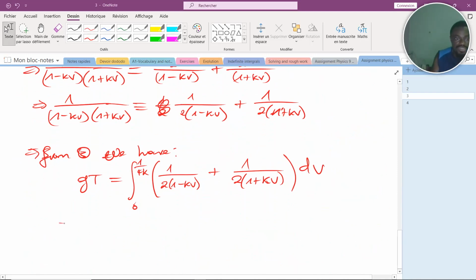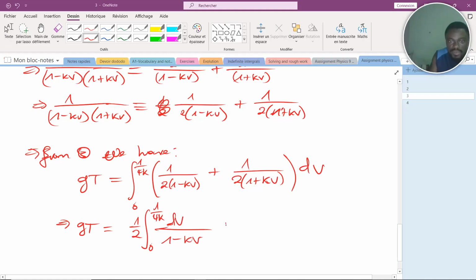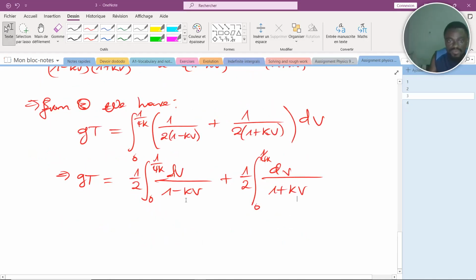Very good. So this implies our G capital T will be equal to, we're going to arrange things. So this becomes a half into the integral from 0 to 1 on 4k, dv on 1 minus kv, plus a half integral of G from 0 to 1 on 4k, dv on 1 plus kv. Is that okay? Perfect.